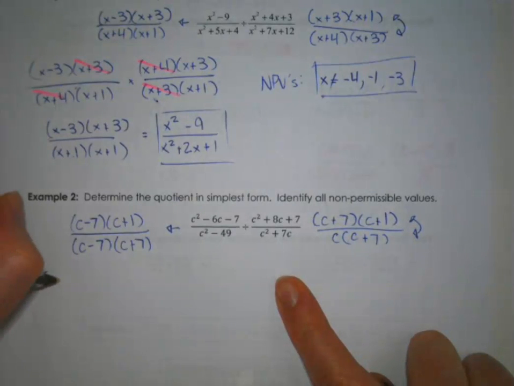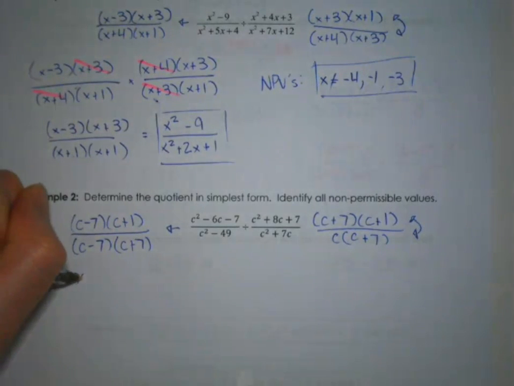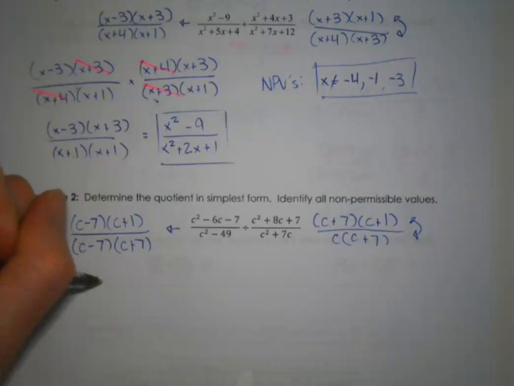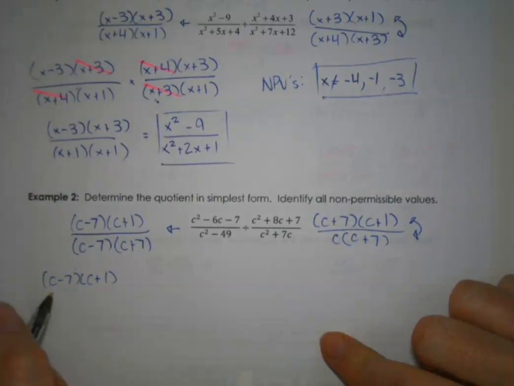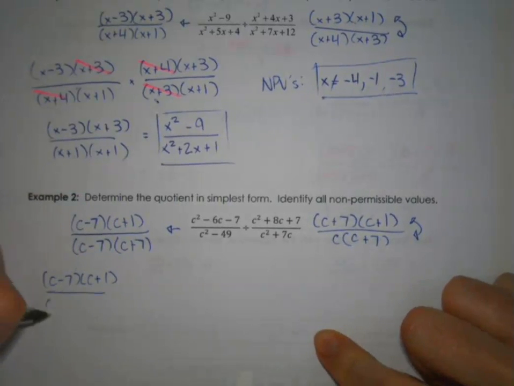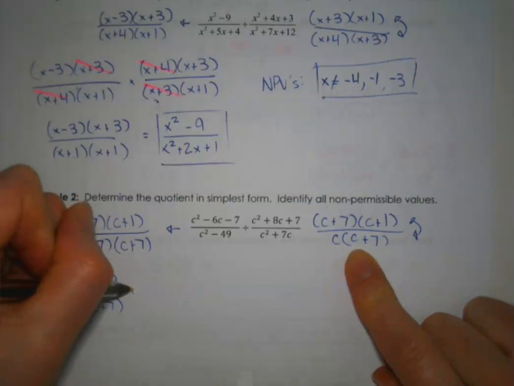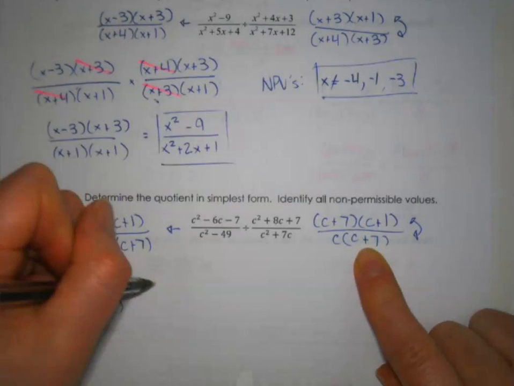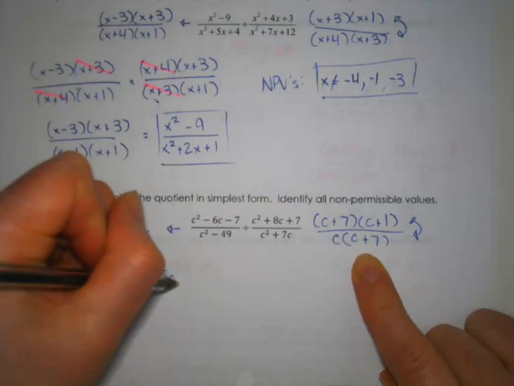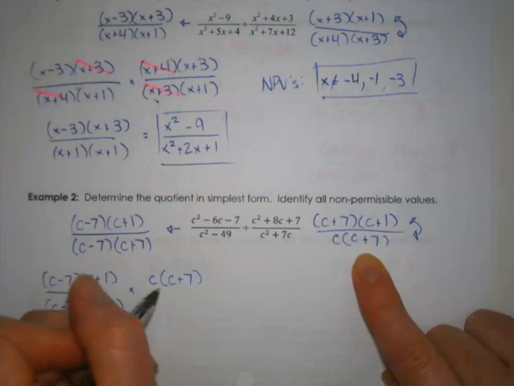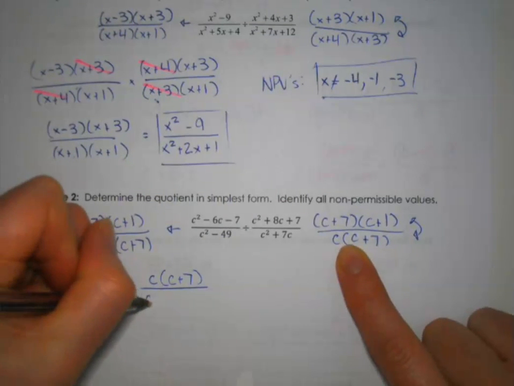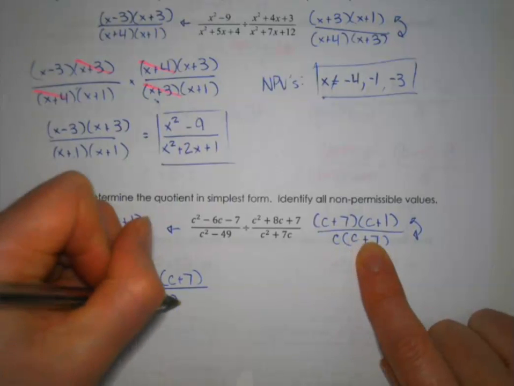So we have (c minus 7)(c plus 1) over (c minus 7)(c plus 7). And then we're going to multiply it by flipping this. So c times (c plus 7) over (c plus 7)(c plus 1).